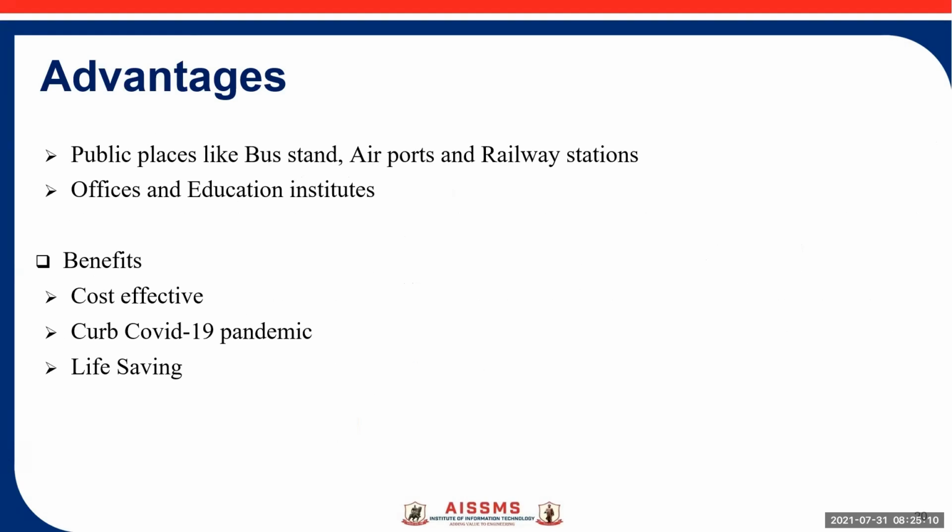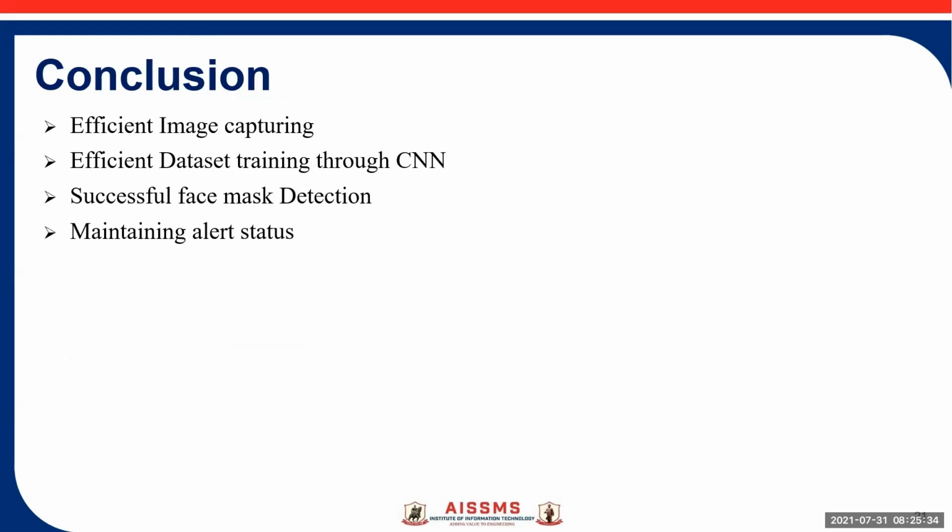The advantage is that we can use this in public places like bus stands, airports, and railway stations, to ensure the safety of people and make sure that people are wearing masks. Also in offices and educational institutes, we can use this system to predict whether students and employees are wearing masks or not. The benefits of this system are that it is very cost effective, it can curb the COVID-19 pandemic, and it is also very life-saving.